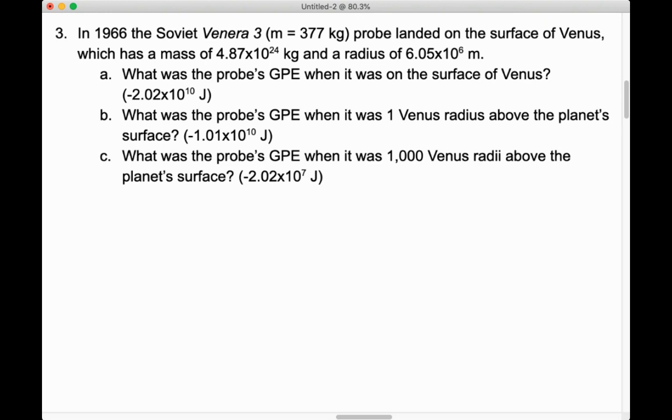This is the Chapter 13 Study Guide, Problem 3. So, what's going on here? In 1966, the Soviet Venera 3, and that's its mass probe, landed on the surface of Venus. So, this was a probe. This was unmanned, obviously. If you know anything about Venus, we're not going to be sending people there basically ever. Extremely hot. They have a runaway greenhouse effect. And the surface is hot enough to melt lead, and the pressure is high enough to crush just about anything. But anyhow, the Soviets, back when there were Soviets, they actually landed a probe there and got some pictures.